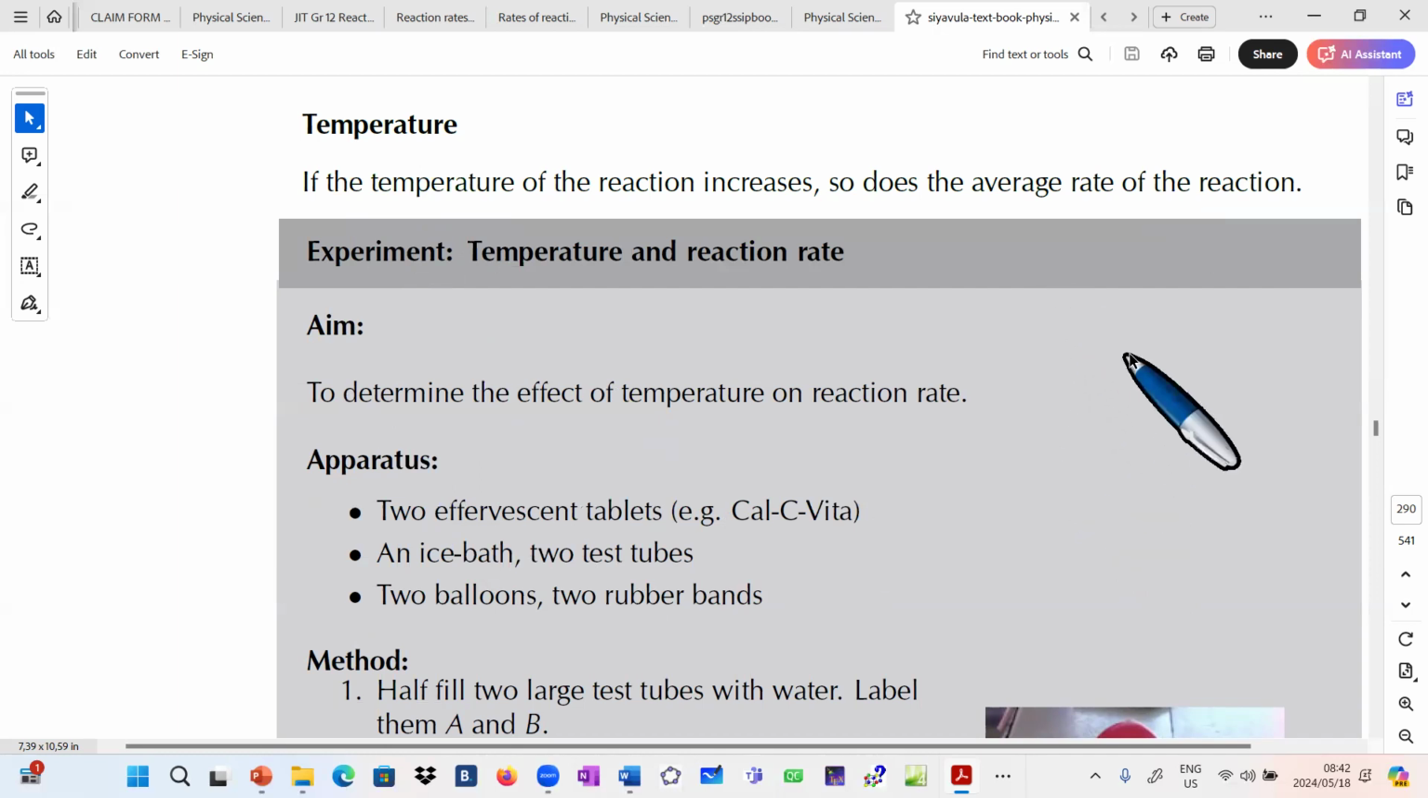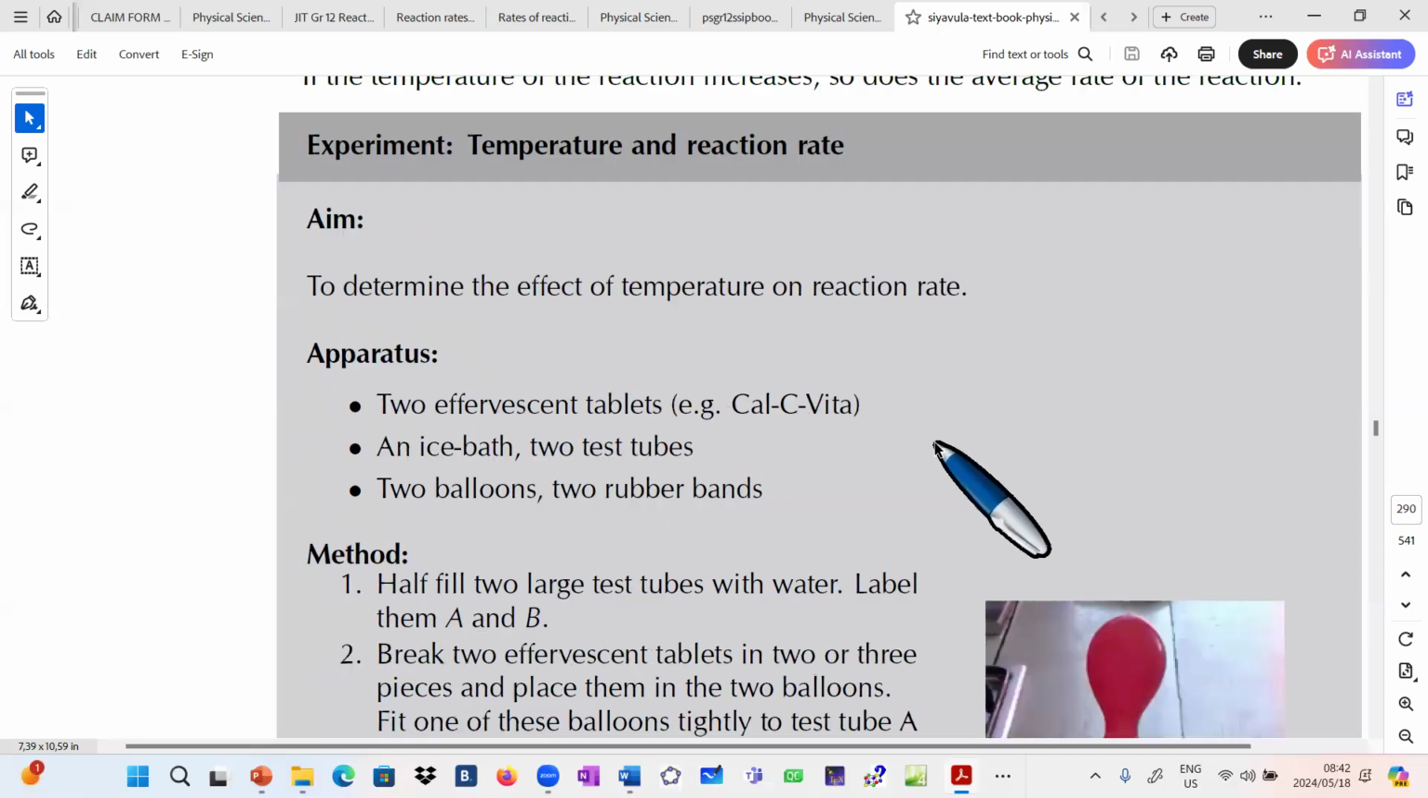There's an experiment that can be done where the aim is to determine the effect of temperature on reaction rate. When doing an experiment, we want to investigate: if we increase the temperature, what happens to reaction rate? If we decrease the temperature, what happens to reaction rate? That is what we investigate.